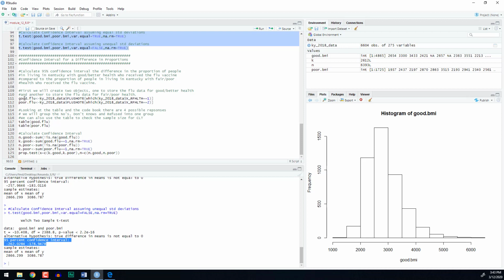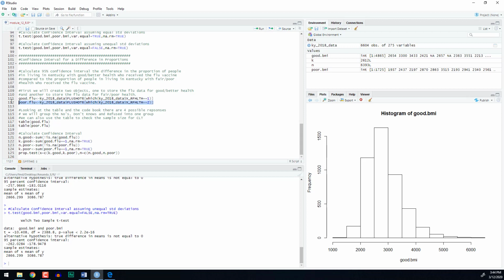So what we've got here is I'm going to call good.flu. That's going to store all of the flu variable information for those that responded they had that good, better health. So I've called my data set and the flu variable here, and then from that, I'm going to pull out all the people who said they had the good, better health. And then for poor.flu, again, I'm going to call the flu variable, and then I'm going to pull out all those people that said that they had the poor health.